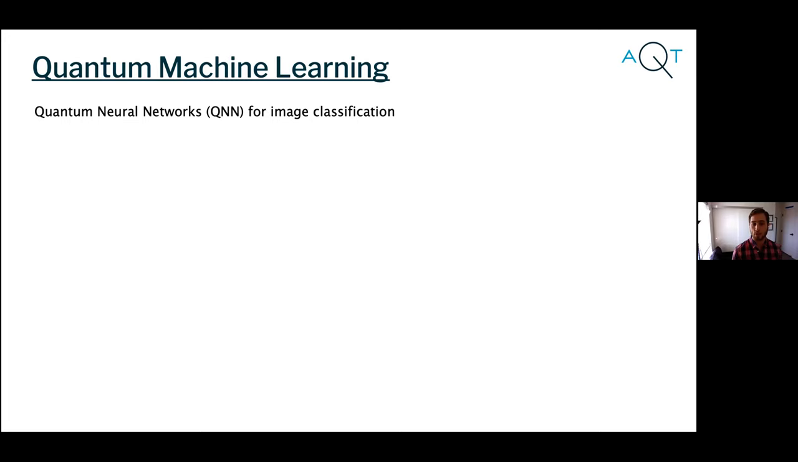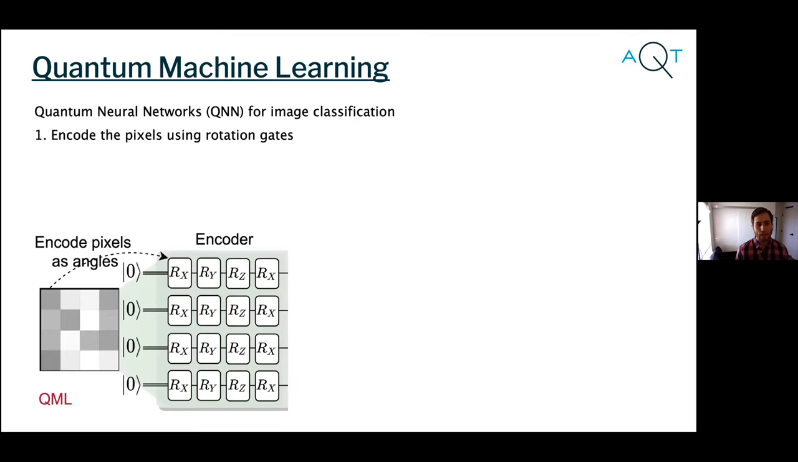So here's an example that you'll see in the next talk. This example is a quantum neural network for image classification. So you might wonder, how do we actually classify images in a quantum circuit? The idea is that we can take these pixels in an image, and we can encode them in single qubit gates. We have some mapping. Basically, this is our encoding layer.